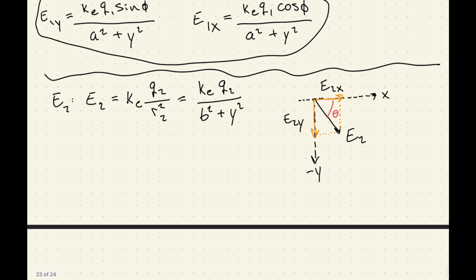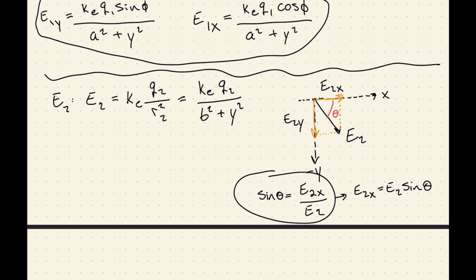So in this case, we have, again, SOHCAHTOA. Let's do sine theta is equal to, and let's look at this. Opposite is equal to E2x over E2. That means that E2x is equal to E2 sine theta. I just used SOHCAHTOA again, and I looked at the triangle, and I found out which side was the opposite, which side is the hypotenuse. The hypotenuse is normally the magnitude of the vector that you're working with.